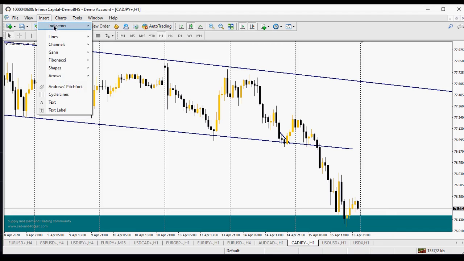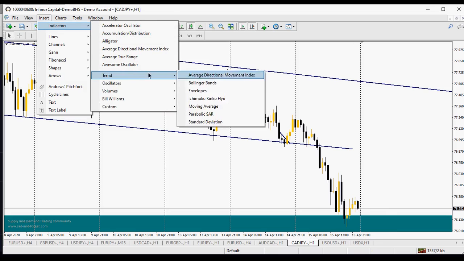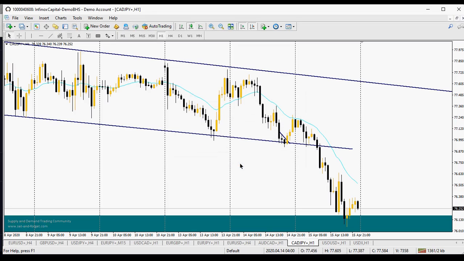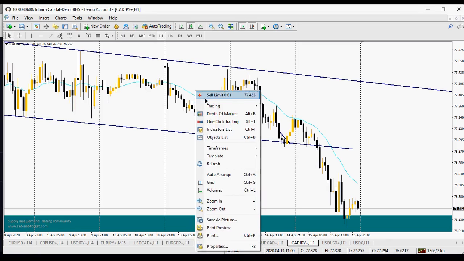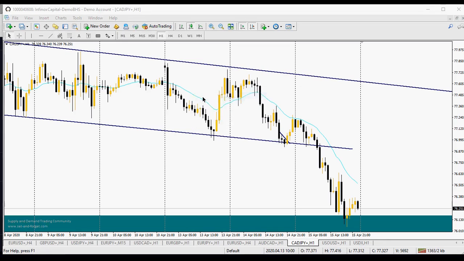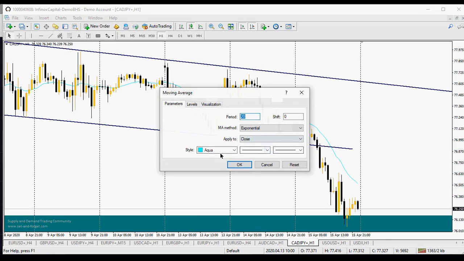Alright, so let's go back to the indicator moving average. I said 20 period moving average, so I put it on. You can see that moving average on my chart. Most of the time, some people do use this moving average to determine when to probably exit their trade.